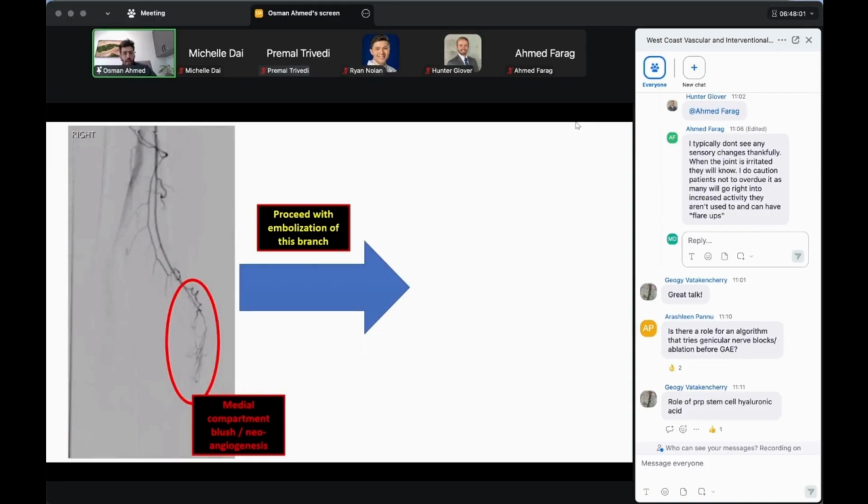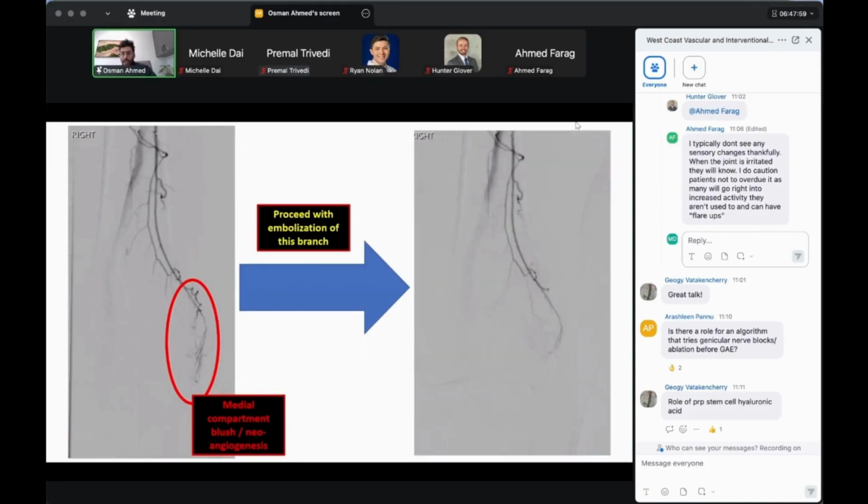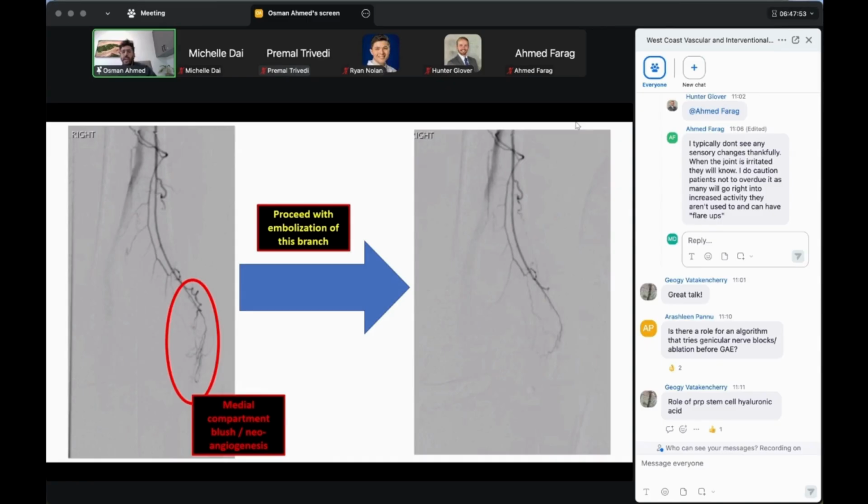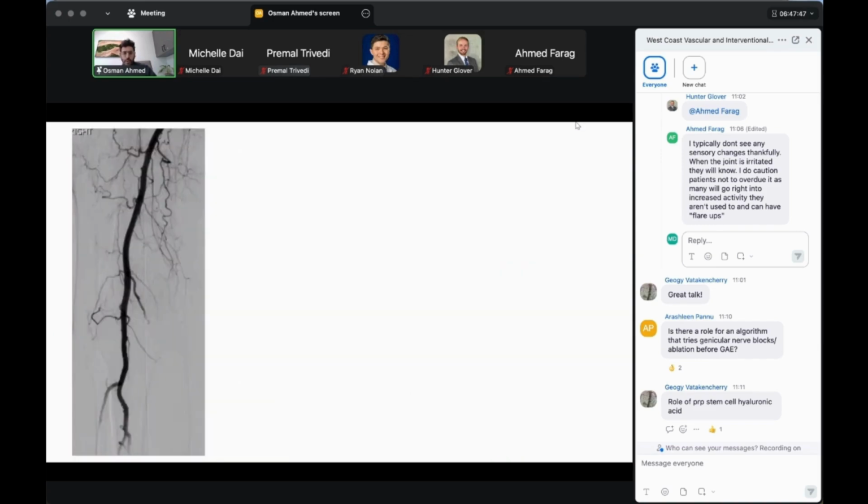This is one of my first cases I ever did. And you can see here, after just a very, very tiny amount of embolic, it's usually like 0.3 or 0.4 cc's of embolic, you can see that those neovessels have been reduced.